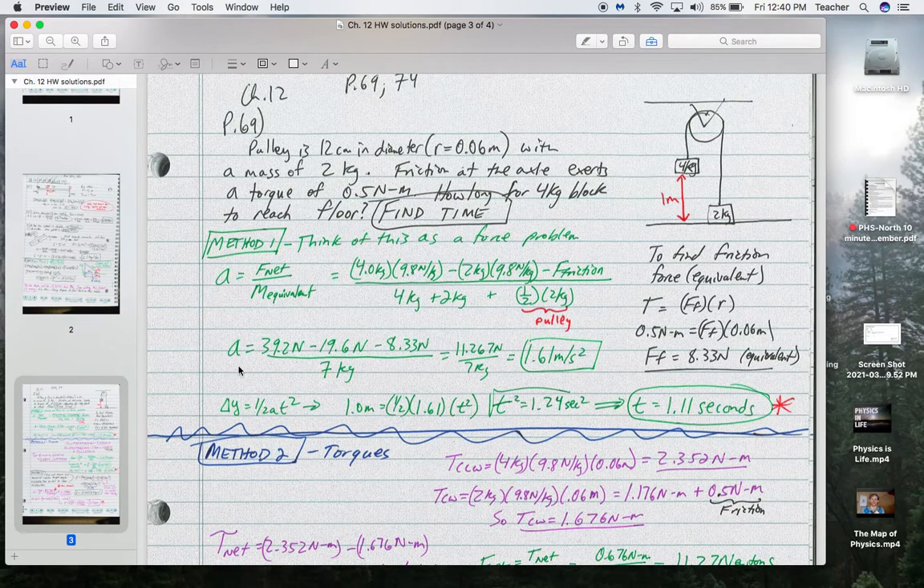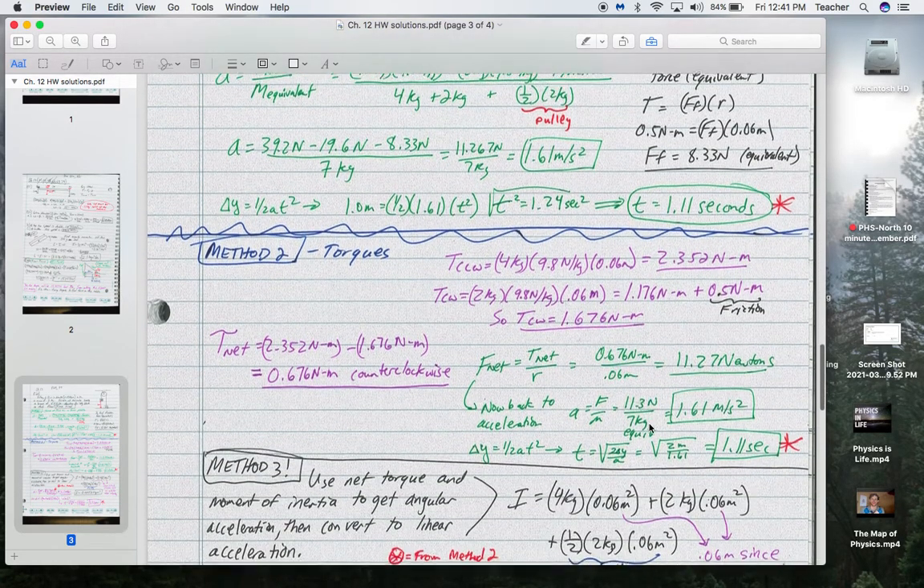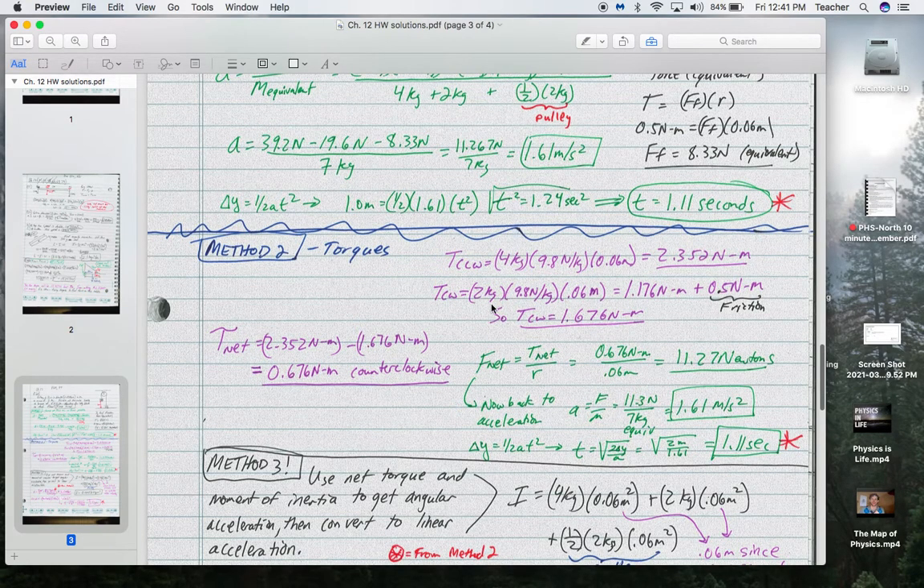So that means torque force equivalent caused by the 4 kilogram mass minus force equivalent caused by the 2 kilogram mass minus force equivalent caused by friction, all that over the equivalent mass of the system gives me that acceleration. It's got to fall 1 meter, and I can solve for the time, 1.11 seconds. There are a couple other ways you could do this also.